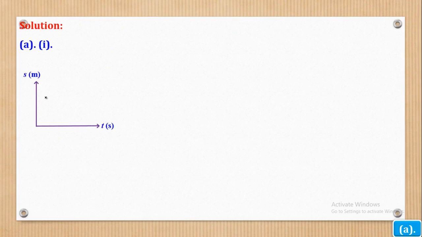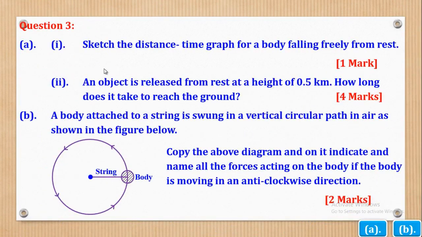So the distance-time graph will be of that shape. So that was Roman 1. Now we shall go to Roman 2. Roman 2 says an object is released from rest at a height of 0.5 kilometers. How long does it take to reach the ground?